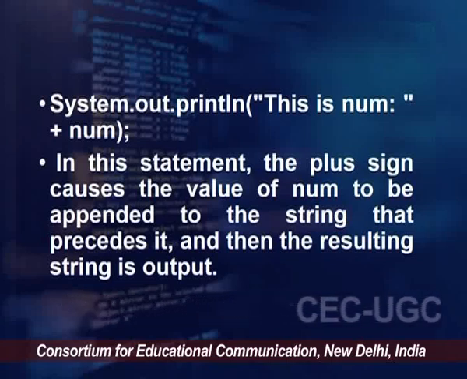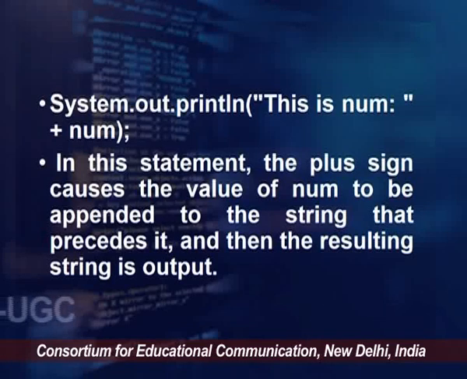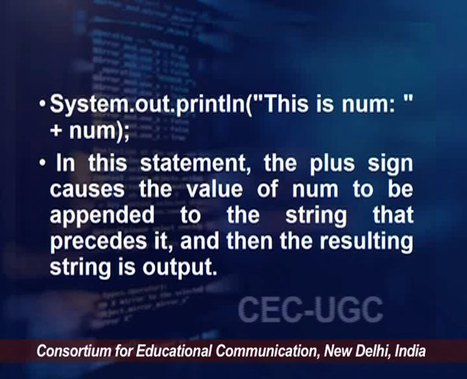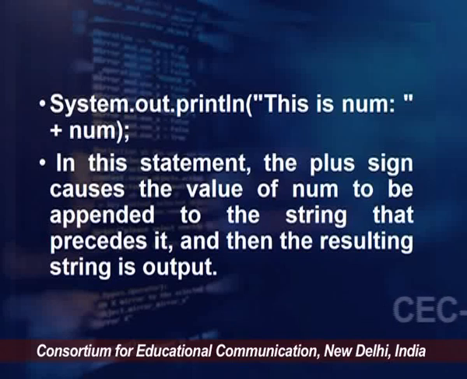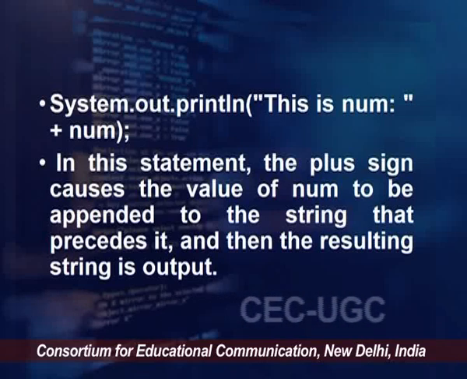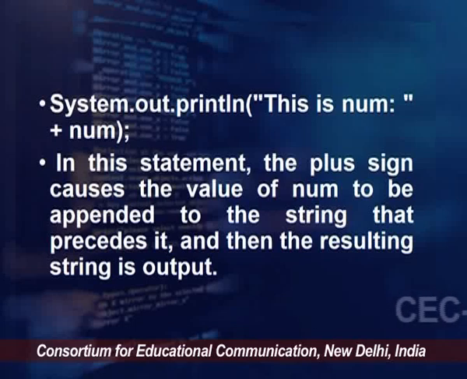So in this statement, the plus sign here is important. That plus sign causes the value of num to be appended to the string that is given in the double inverted commas that precedes it, and then the resulting string will be the complete output. So if we see what is happening here, the num is first converted from an integer into its string equivalent, and then it is concatenated with the string which is given just before it.